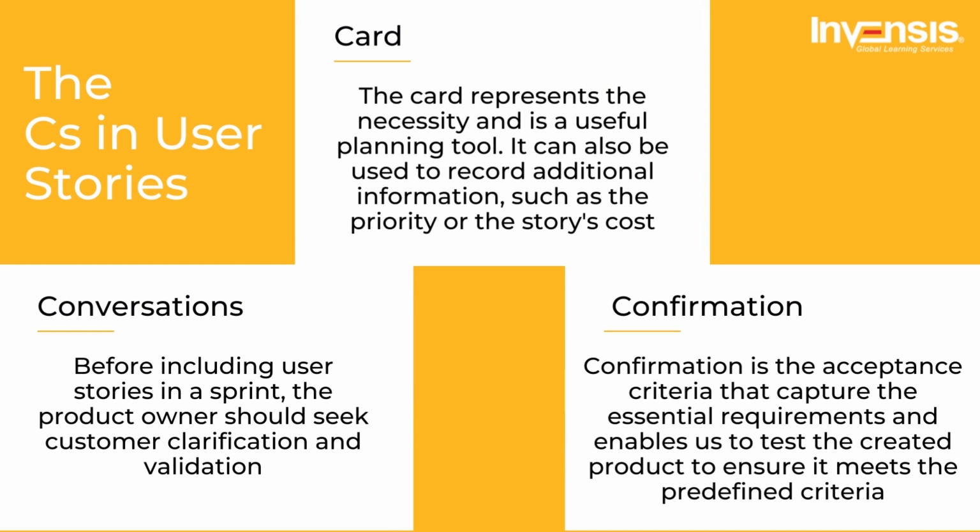3. Confirmation. Even with the most comprehensive discussion, there is always a degree of uncertainty regarding the requirement that must be created. How do we proceed with the user story and ensure that it corresponds to the requirement? This is accomplished via the third C of the user story, confirmation. Again, acceptance tests are utilized for confirmation. Confirmation is the acceptance criteria that capture the essential requirements and enables us to test the created product to ensure it meets the predefined criteria.